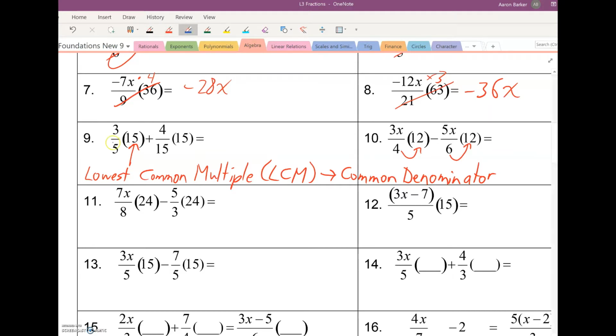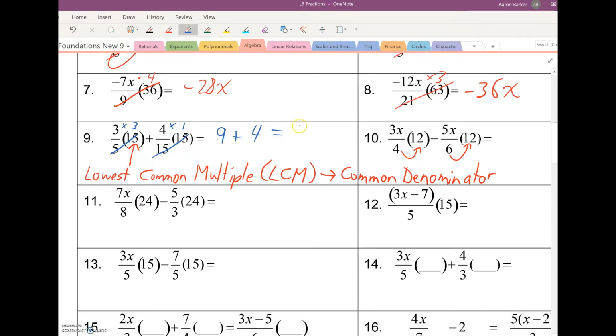Going back now, let's cancel. So this divides. 15 divided by 5 equals 3, and 15 divided by 15 equals 1. So then we multiply. 3 times 3 is 9. 4 times 1 equals 4. So we still have the addition between them, but now we have a common denominator.